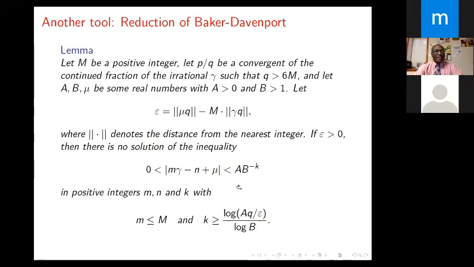Another thing we did is to use what we call the reduction method of Baker and Davenport. What this theorem does is that when you combine your parameters, you obtain a bound. Usually the bound is very high. And using this reduction theorem, we can lower the bound that is very high.